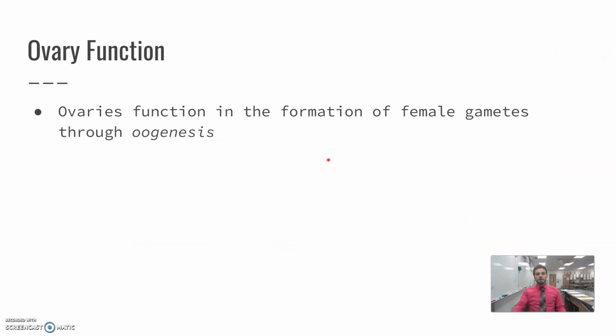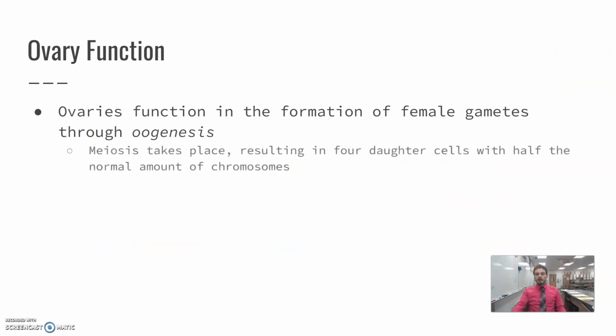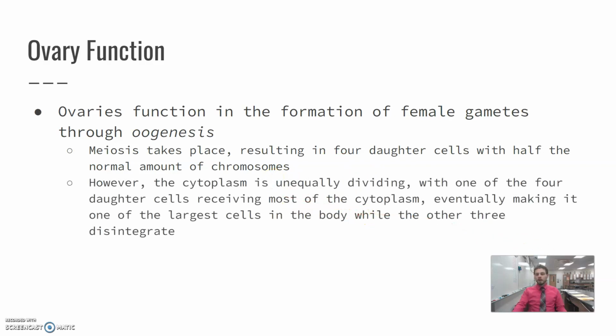So ovaries are going to be responsible for oogenesis, or the process of forming the female gametes. Meiosis is going to take place that results in 4 daughter cells, each with half the normal amount of chromosomes. We call that haploid. But the cytoplasm in meiosis is not going to divide equally. Actually, one of the 4 daughter cells is going to receive most of the cytoplasm, and that's the one that will eventually possibly become the mature follicle, while the other 3 are just simply going to disintegrate.